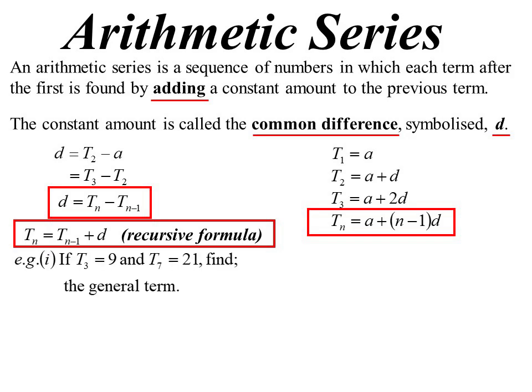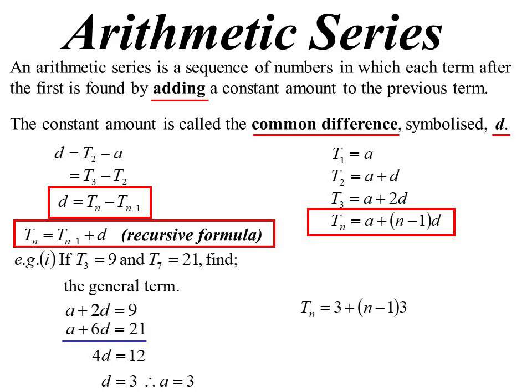So I'm told that the third term is 9, the seventh term is 21. What would be the formula to create this pattern? If the third term is 9, then I know A plus 2D is 9. And if the seventh term is 21, then I know A plus 6D is 21. Pretty much just simultaneous equations now. I just got to find what A and D are. So let's solve these simultaneously, eliminate the A, we get that D is equal to 3. Sub back in, I get that A is equal to 3. So the general term would be 3 plus (n minus 1) times 3.